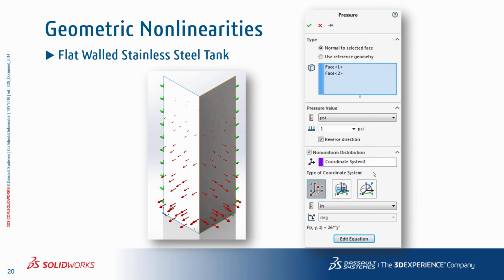In a more complex example, this flat wall tank is subject to a pressure loading that increases in depth, as would be the case if, let's say, this tank is filled with water or some other liquid. The setup for this model is shown. A quarter symmetry model is used and the problem is solved using small displacement as well as large displacement options.